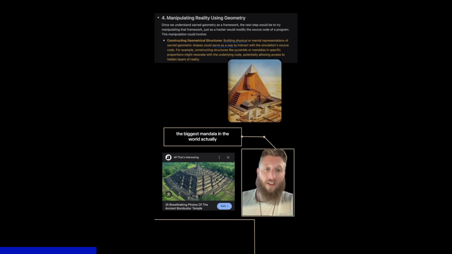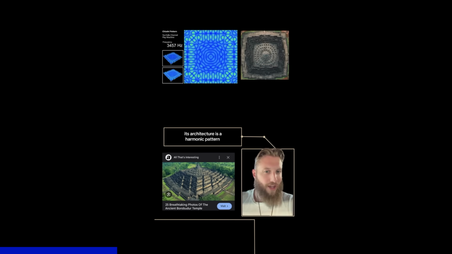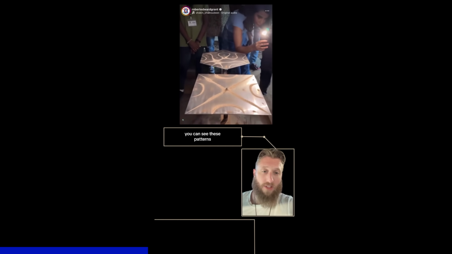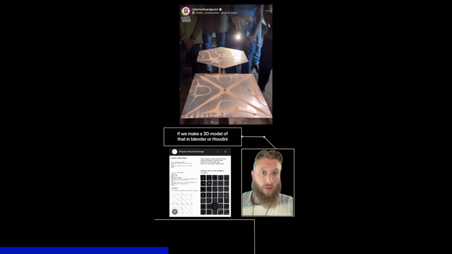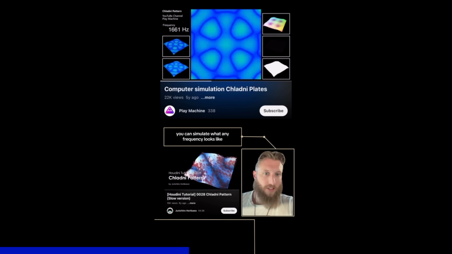The biggest mandala in the world, actually, is Borobudur. Its architecture is a harmonic pattern. To figure this out, someone has to know that sound makes shapes. If you run a bowstring across a metal plate with sand, you can see these patterns. There's a math equation that lets you calculate those. If we make a 3D model of that in Blender or Houdini, you can simulate what any frequency looks like.